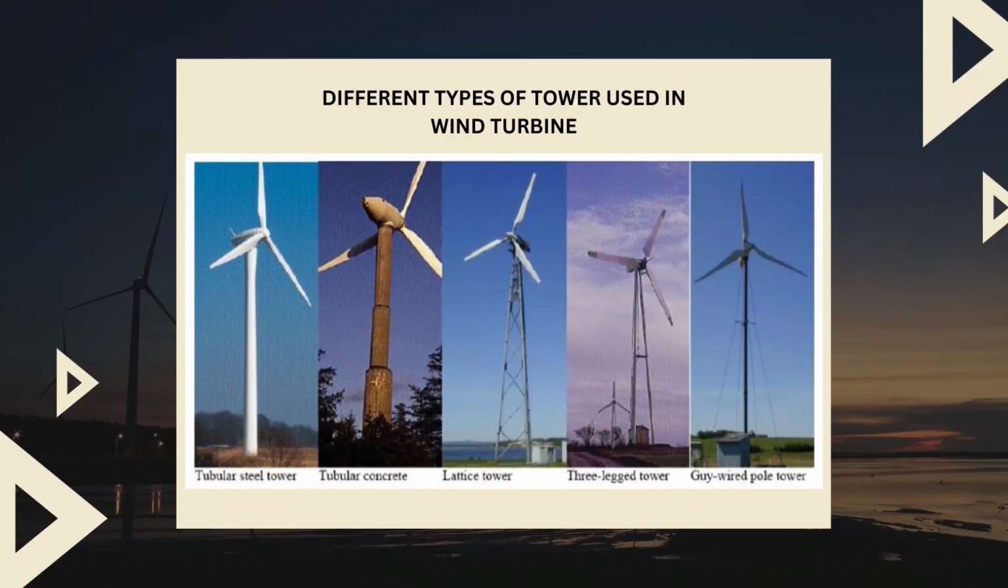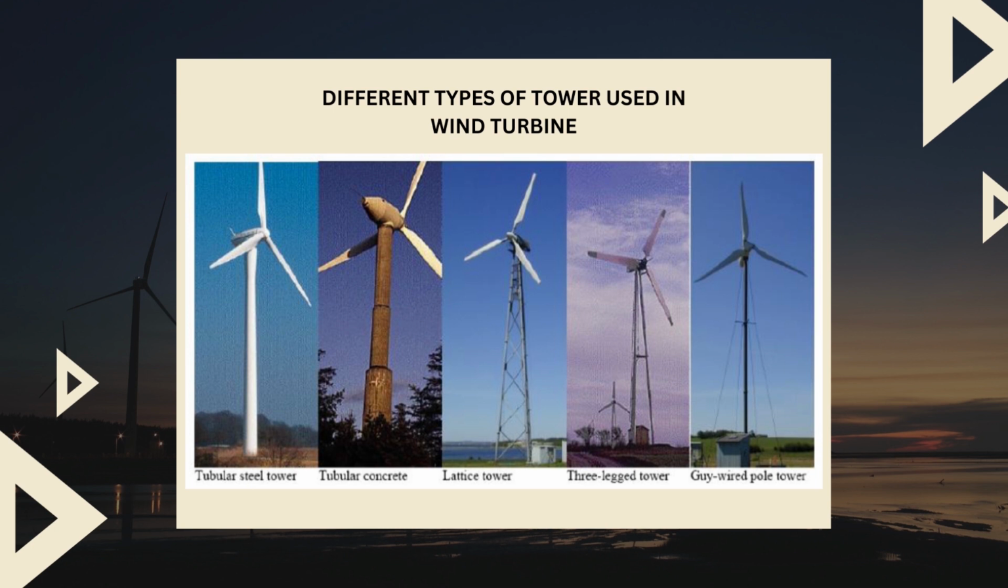In this picture, you may see the different types of towers used in wind turbines. We will discuss them one by one. First one is tubular steel tower. The area of contact is more, hence more loading but evenly distributed, attractive, and cost is more. Second one is tubular concrete. Under this category, area of contact is more, high elasticity, loading high but even distribution, cost slightly less.